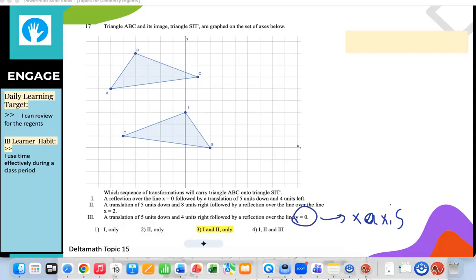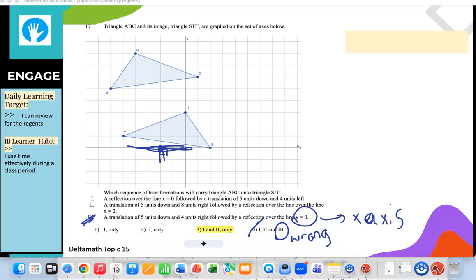So with that said, right now we're at A prime. A prime is right here. If I reflect this over the x-axis, I'm not moving, right? It's going to stay in the same place because it's on the line of reflection. So this cannot be the answer. This cannot be, because this is wrong. Right? So now this idea of only is super important.